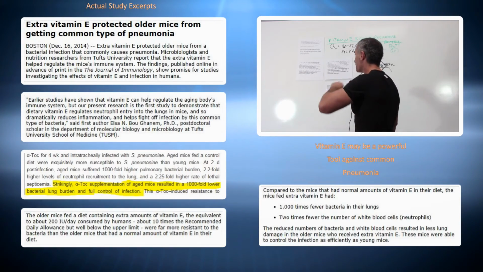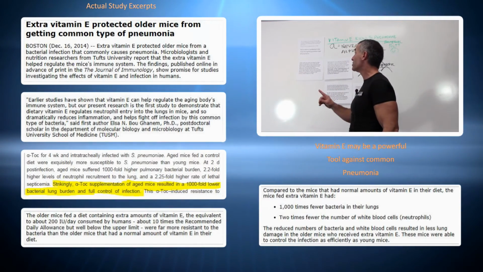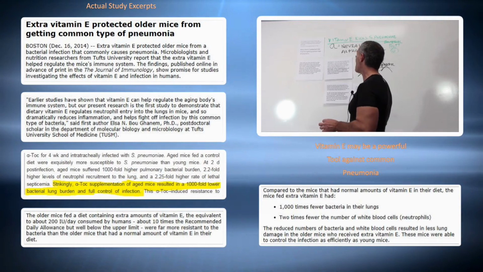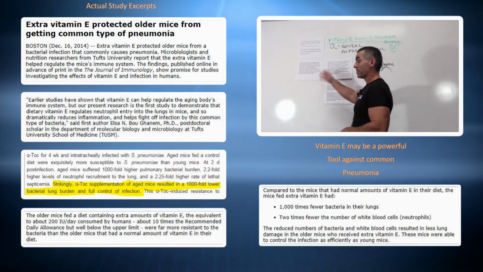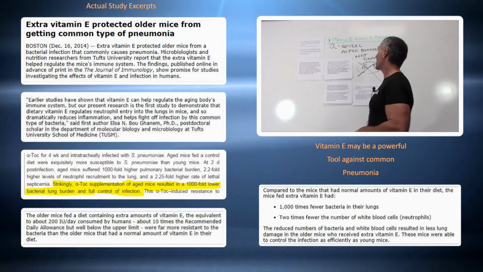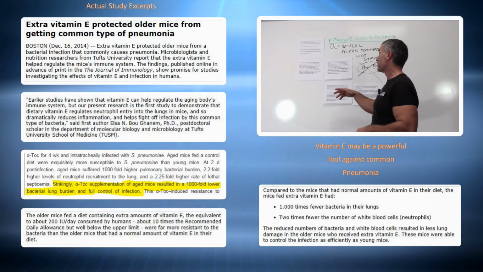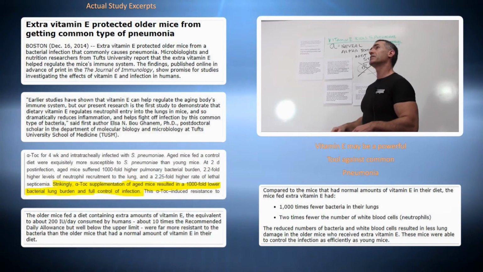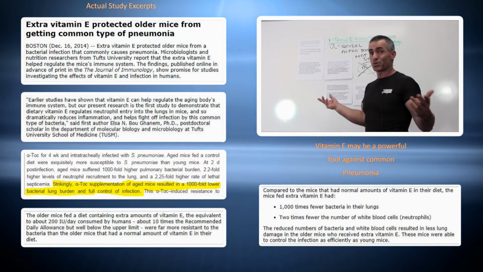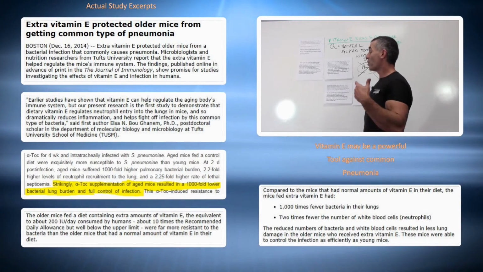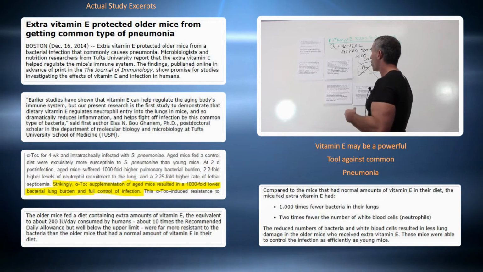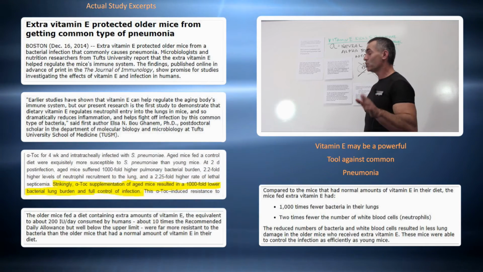As I continue forward, it so dramatically reduces inflammation and helps fight off infection by this common type of bacteria, Streptococcus pneumonia. And this is what they did. Aged mice fed a controlled diet were exquisitely more susceptible, meaning the mice didn't get very much vitamin E, basically like the general population of the United States or the average human. So the ones that just got the regular daily requirement of vitamin E were extremely susceptible to pneumonia, much more than young mice.